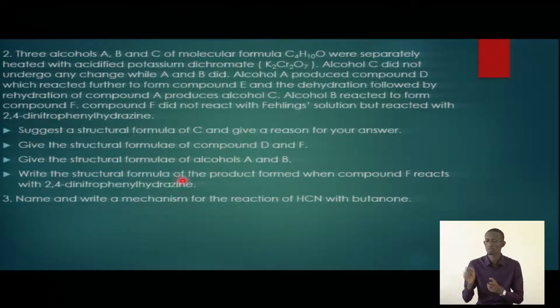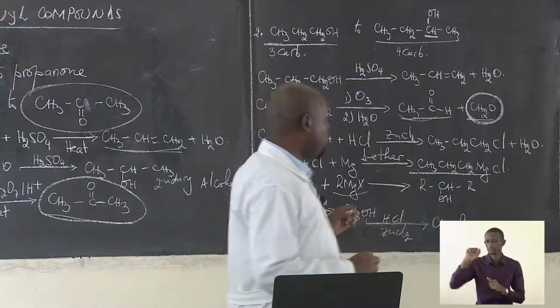Write the structure formula of the product formed when compound F reacts with 2,4-dinitrophenylhydrazine. Now let us analyze our question so that we can start to answer those sub-questions. It is said that we have 3 alcohols with this molecular formula.